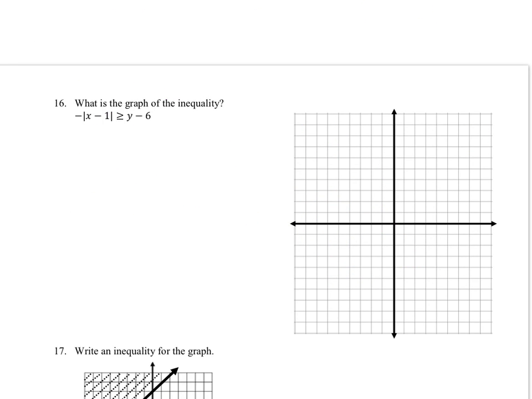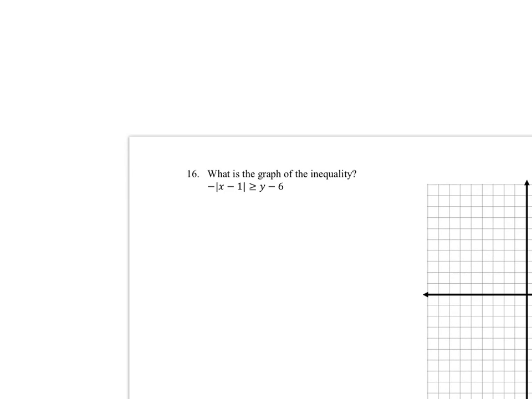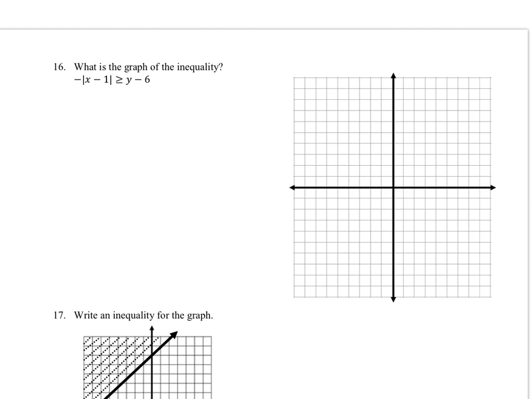For number 16, they're trying to mess with us a little bit by having the 6 over here, so let's show them that doesn't bother us by adding that 6 to both sides. And I'm just going to flip the whole thing around. Notice the y is going to stay on the pointy side of the inequality.